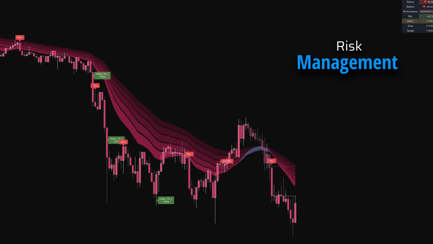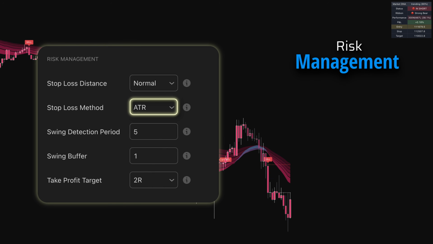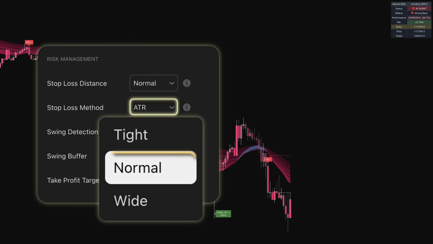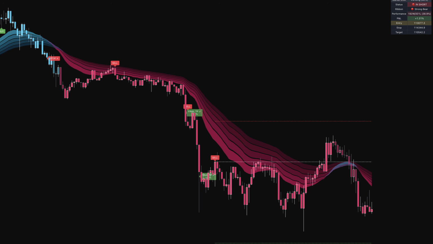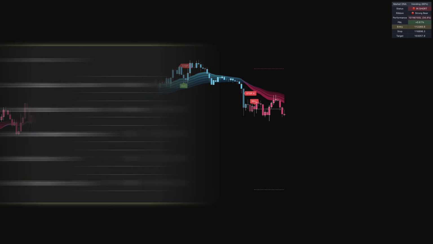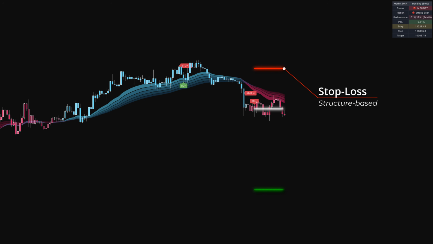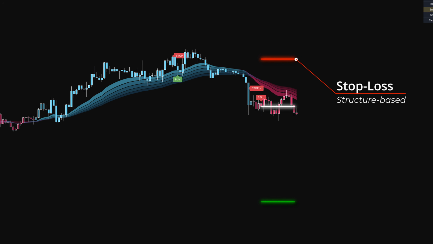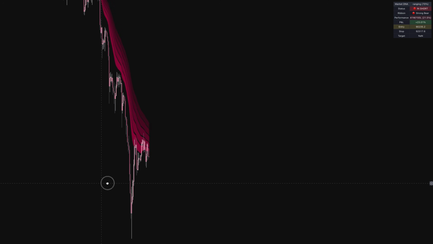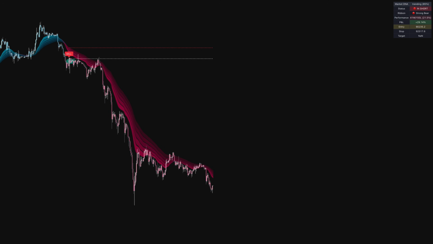2 stop-loss methods available. ATR adapts to market volatility. Tight, normal, or wide. Works well for scalping and faster trading. Swing places your stop at recent swing lows for longs, swing highs for shorts, with a buffer to avoid stop hunting. More structure-based. Works well for day trading and swing trading. QR mode uses ribbon exit by default, but you can also select it manually in custom mode.